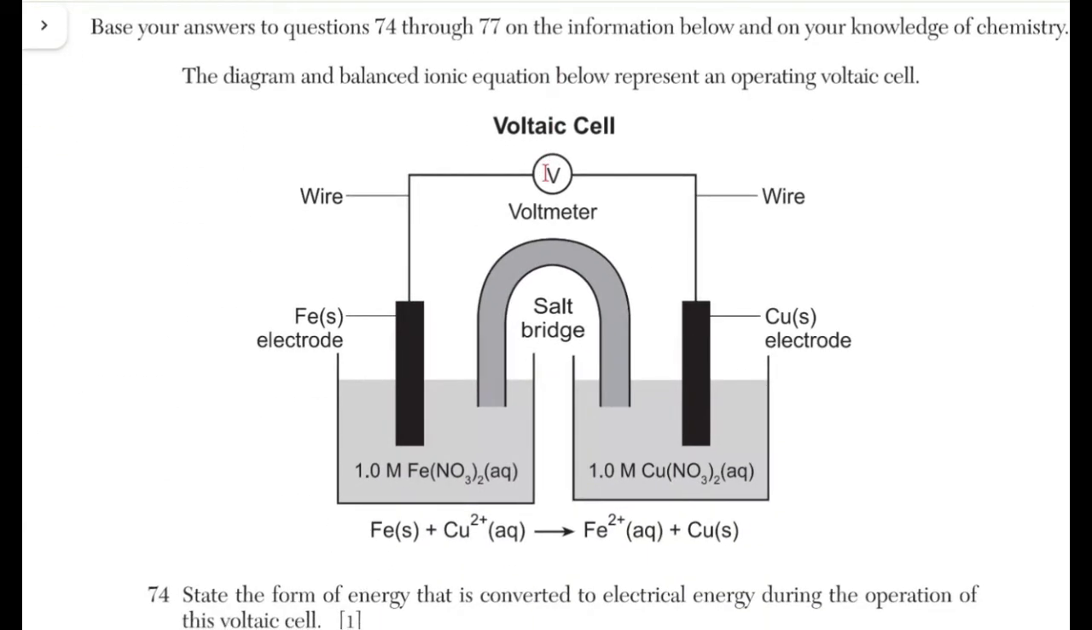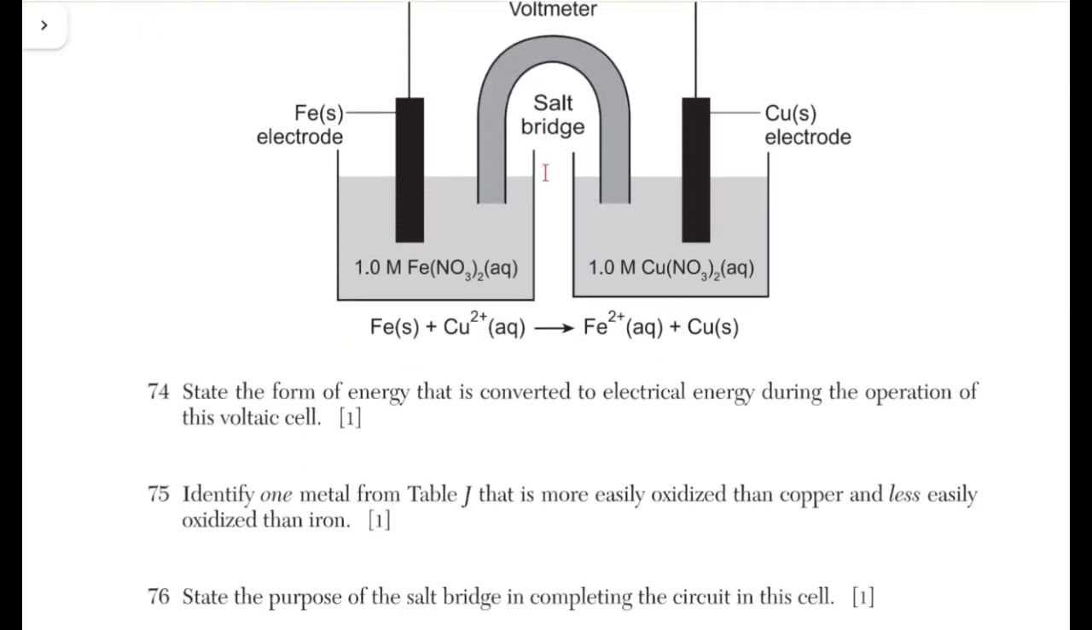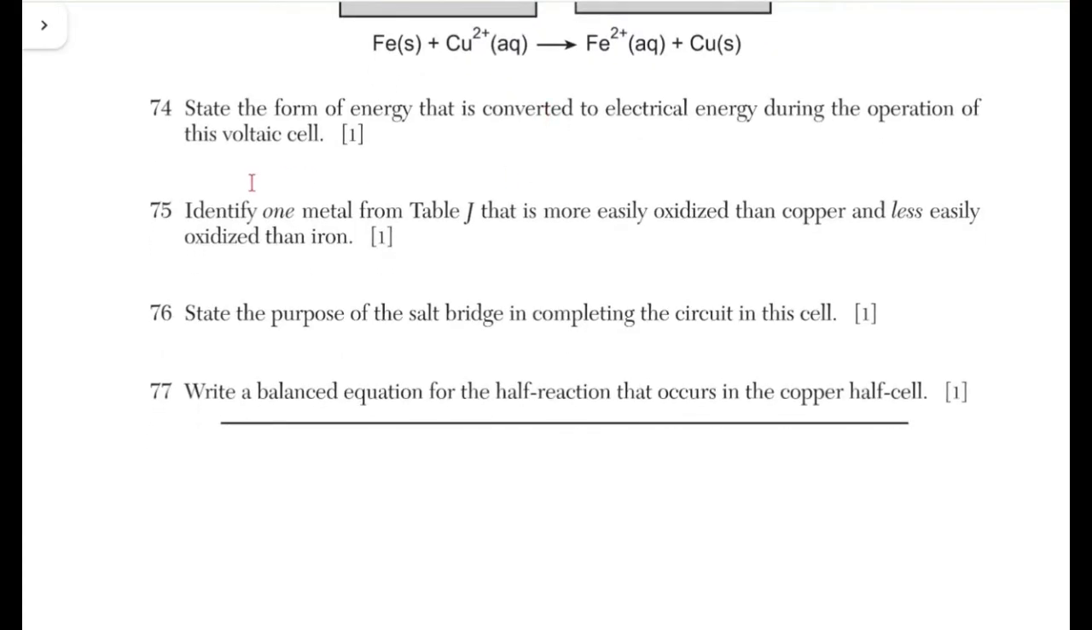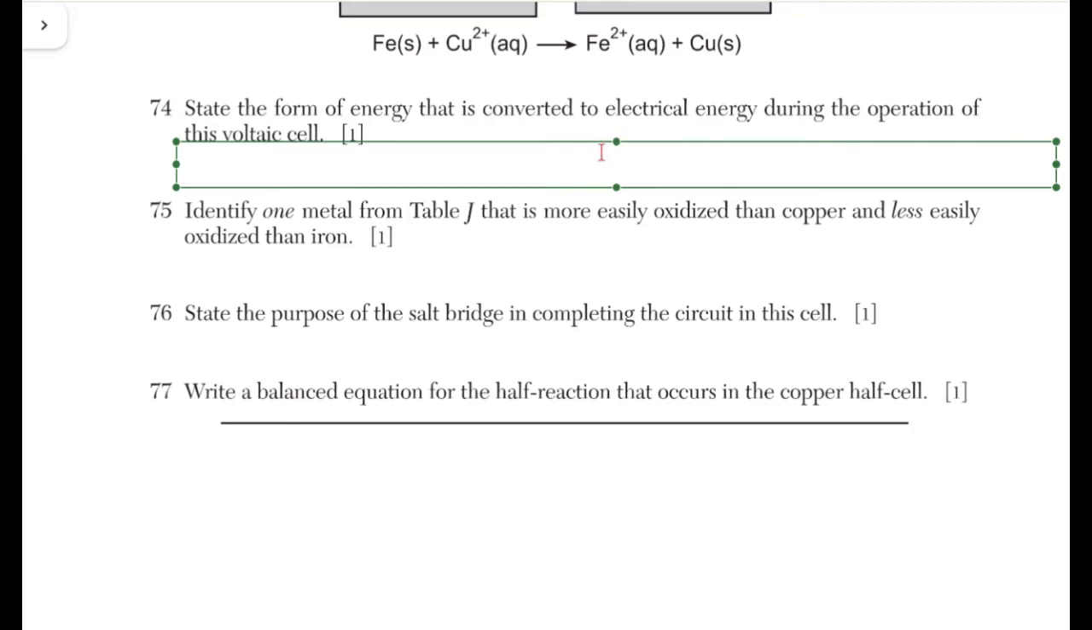The diagram and balanced ionic equation below represent an operating voltaic cell. State the form of energy that is converted to electrical energy during the operation of this voltaic cell. Chemical energy will be converted into electrical energy because the chemical reaction generates the energy.